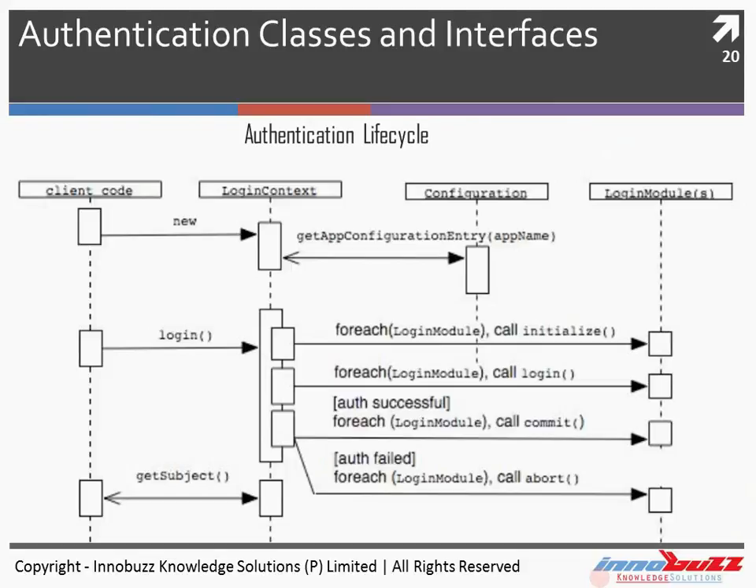So here, if you see a client code which uses login context, the configuration setting should be done for a specific application name using the method getAppConfigurationEntry, which in turn uses the login method, after which the login method will test for each login module, initialize and also login, and once authentication is successful it will commit, or if it failed it will abort, and finally it will return the subject back.